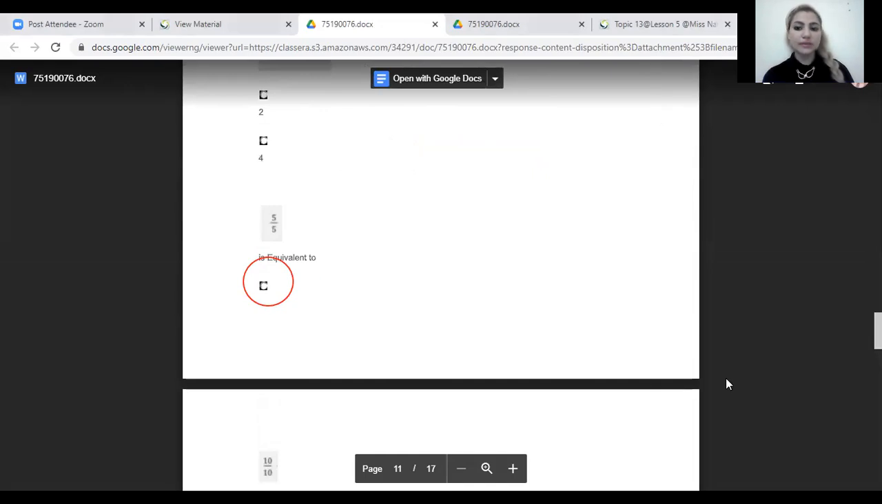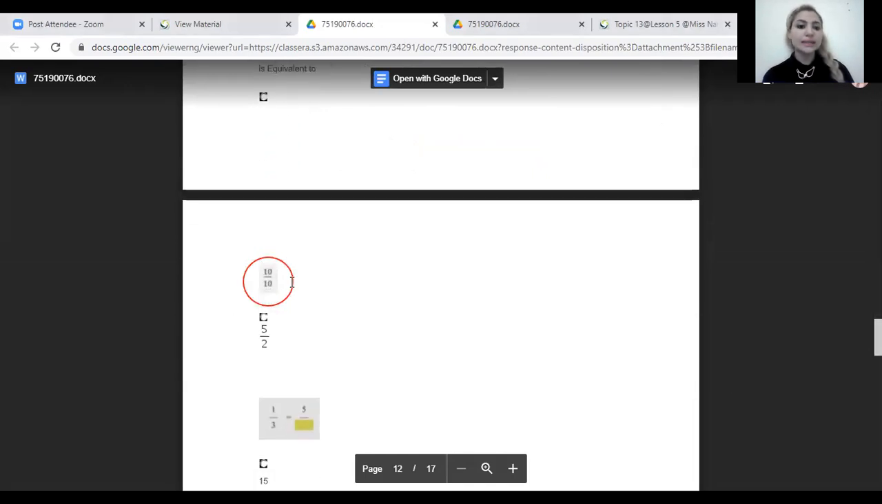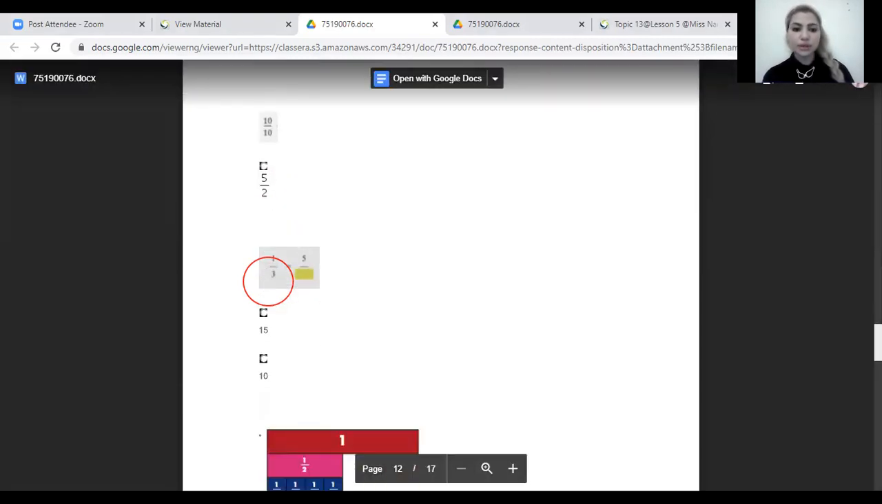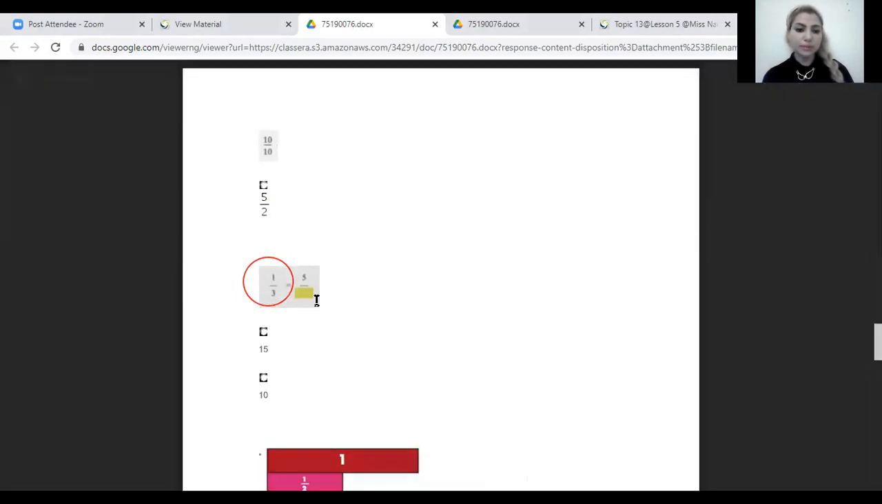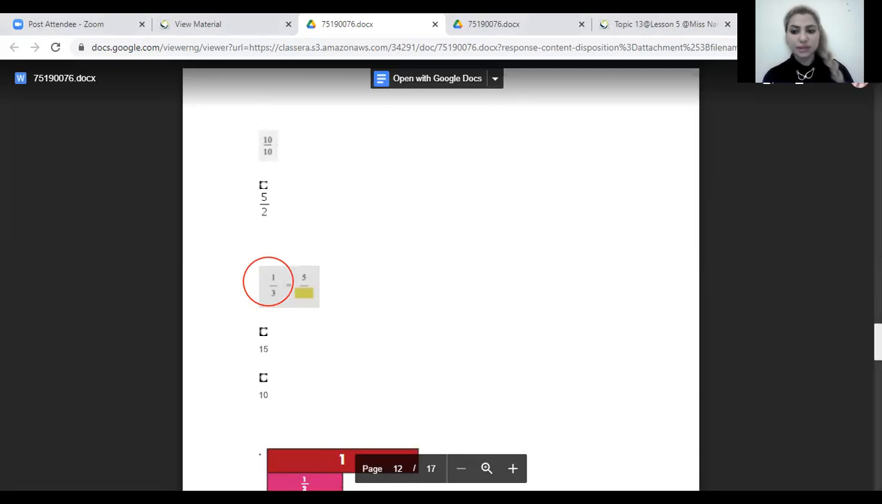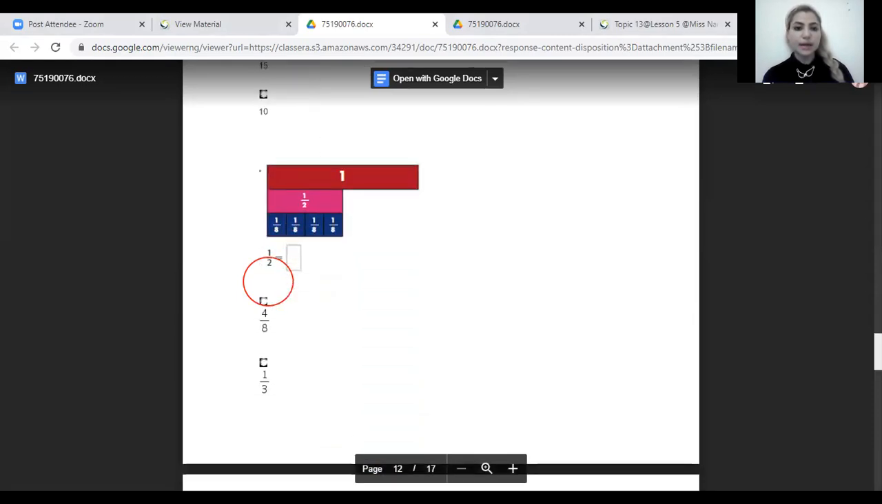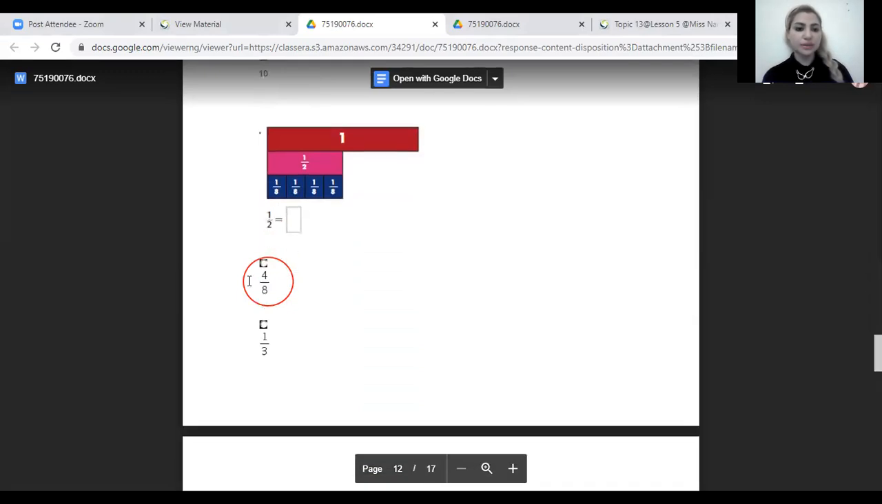5 out of 5 is equivalent to what? 5 out of 5 is equivalent to 10 out of 10. Okay? 1 out of 3 is equivalent to what? I multiplied 1 by 5, which equals 5. 3 multiplied by 5 is 15. Excellent. So the answer here is 15. Then half is equivalent to what? We said 4 out of 8. Half is equivalent to 4 out of 8. 1, 2, 3, 4. Excellent, girls.